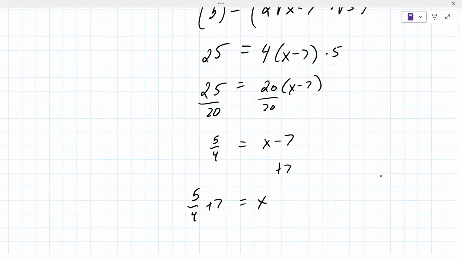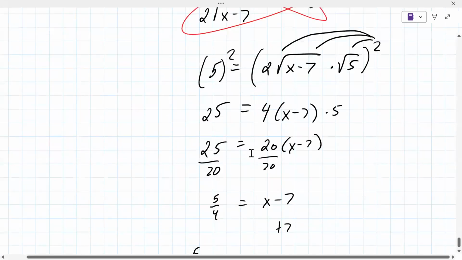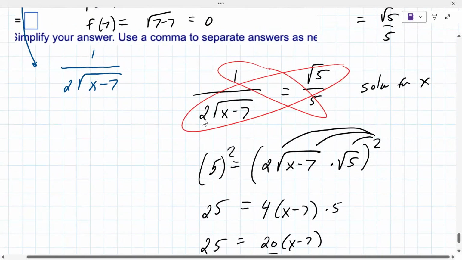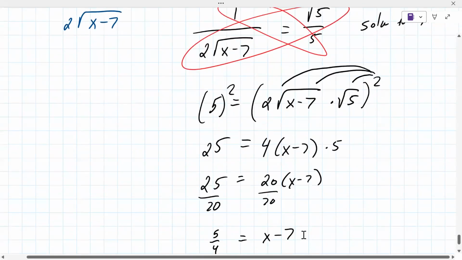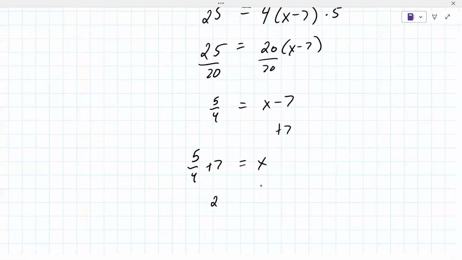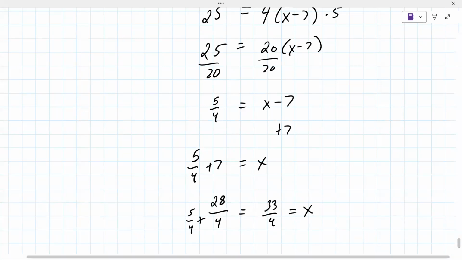If this were your problem, you'd want to maybe use the answers at one point and see if it worked out. I still don't like this square root of 5 over 5. All right, so 7 is really 28/4, which is 33/4 equals x. Okay, so please check that. This is number 8. Make sure that that actually does work. It says it does work, yeah. Okay.